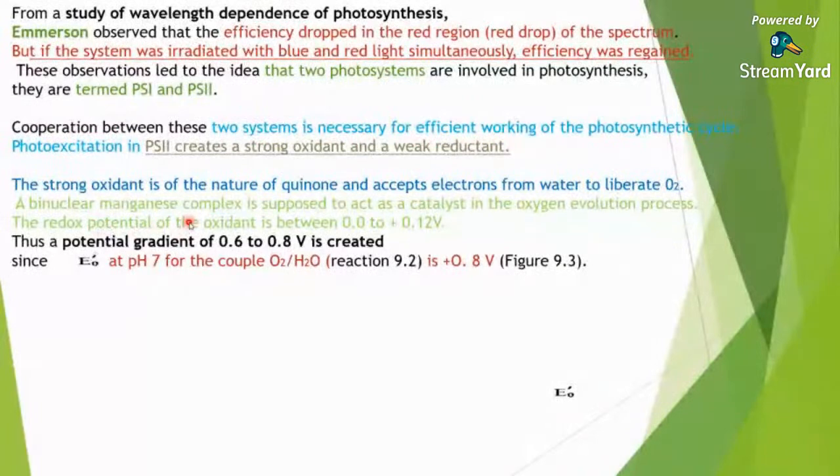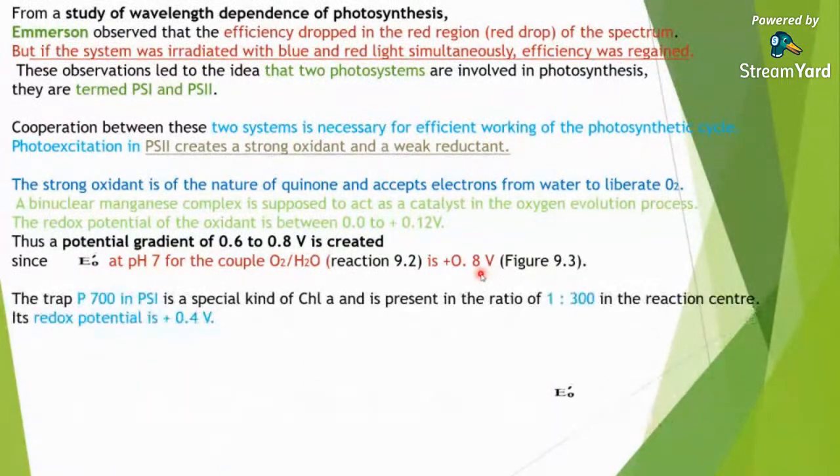So the redox potential of the oxidant is between 0.0 and 0.12. Thus, a potential gradient of 0.6 to 0.8 volt is created there, since the E0 value at pH 7 for the couple of oxygen to water is 0.8 volt. The trapped P700 in PS1 is a special kind of chlorophyll a and is present in the ratio of 1:300 in the reaction center, and its redox potential is 0.4 volt.